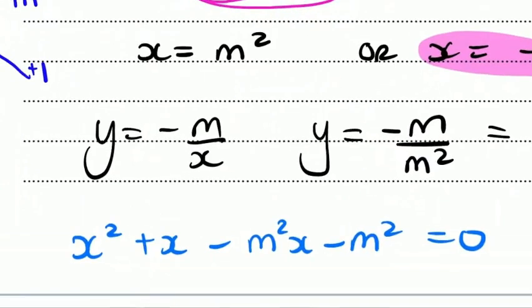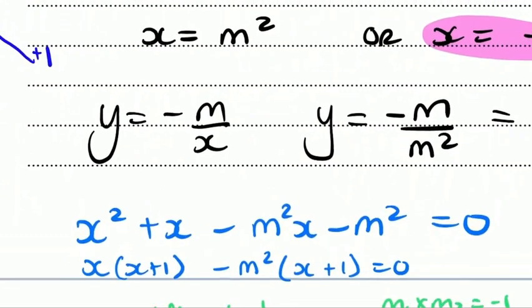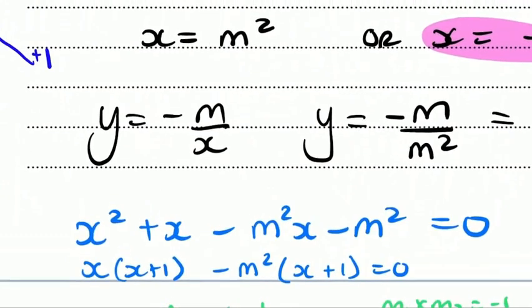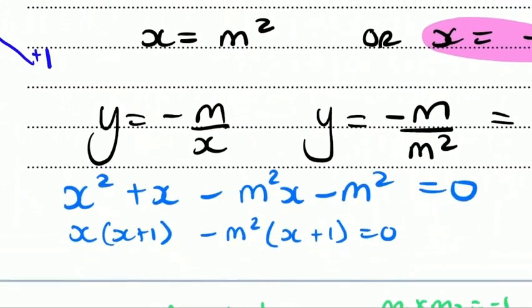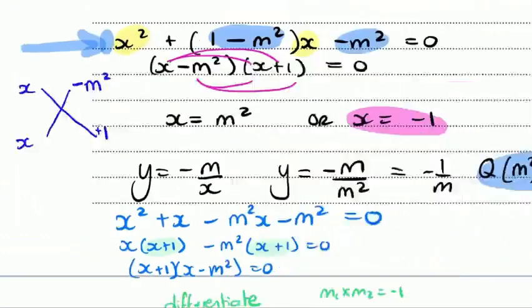So what I'm going to do is group 2. I'm going to group this x, and I'm left with x plus 1. And now I'm going to take out an m squared, and I'm actually left with x plus 1 as well. Now I can take out the full bracket here and here. I can take that out, x plus 1, and I'm left with x minus m squared. And I think that's actually going to have been the easier way to solve this.